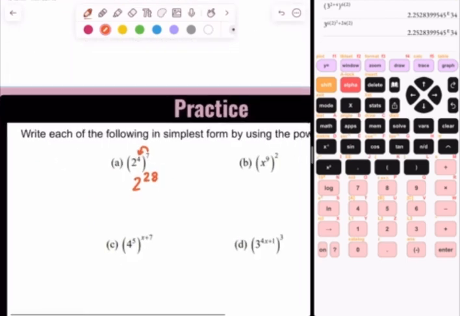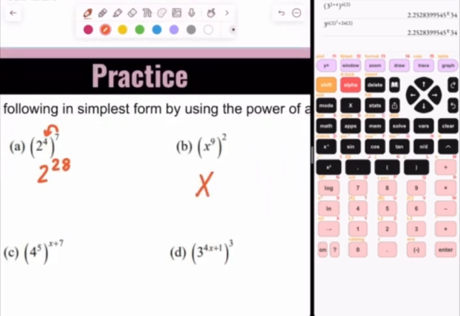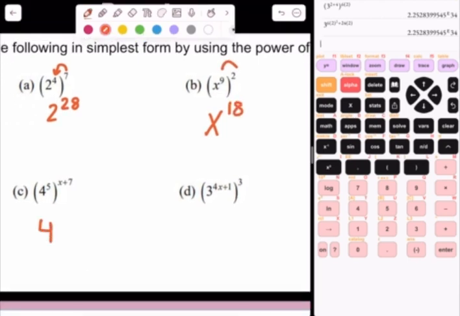Let's look at the next one. x. 9 times 2 is 18. The next one, 4. 5 times x is 5x. And 7 times 5 is 35. And lastly, 3. 4x times 3 is 12x. And 1 times 3 is 3. Good.